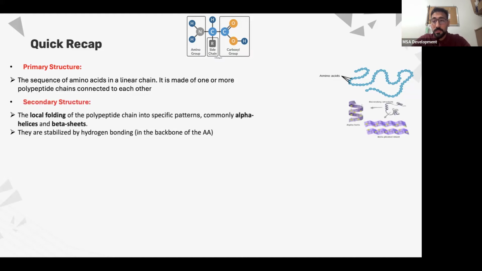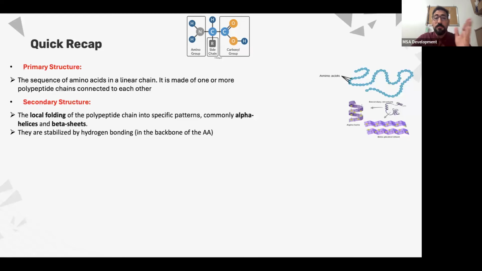Now, going into the secondary structure, there is a little bit of folding. This little bit of folding of the polypeptide chain will bring about a new structure, which is called alpha helix or beta sheets. So, if the secondary structure can be seen in a spiral fashion, it will be called alpha helix. If it can be seen in this fashion, as we can see over here, it's called beta pleated sheet.